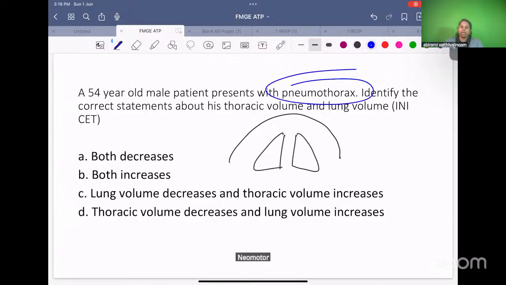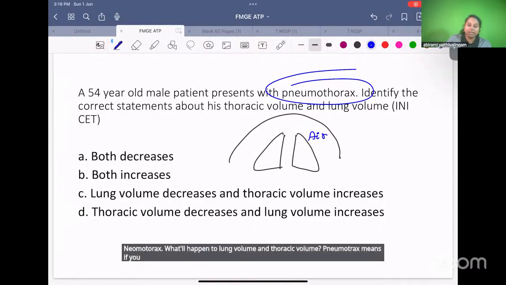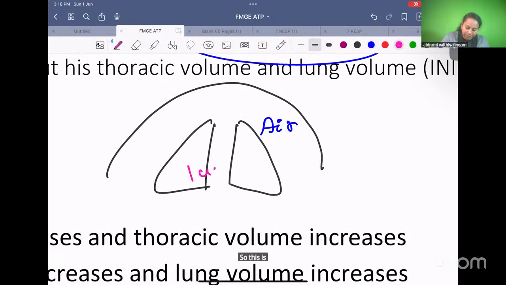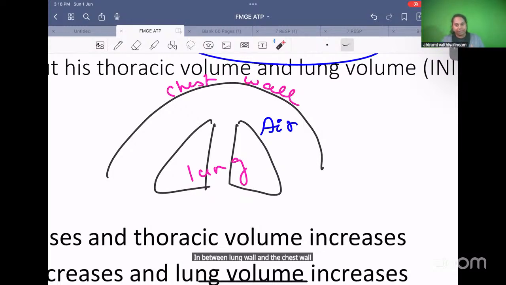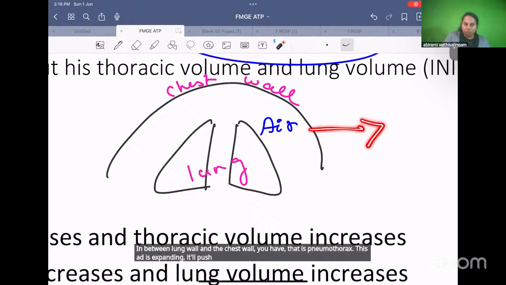Pneumothorax. What will happen to lung volume and thoracic volume? Pneumothorax means air in the pleural cavity, between the lung wall and the chest wall. What will this air do? Air will expand, so it will push the chest wall outside. This is the lung inside, and outside you have the chest wall. In between them you have air, that is pneumothorax. This air is expanding. It will push the chest wall outside.